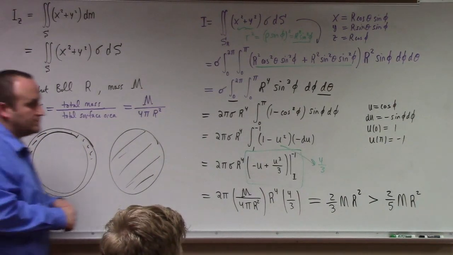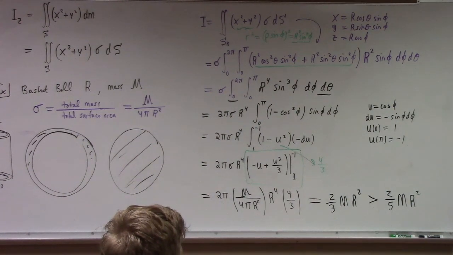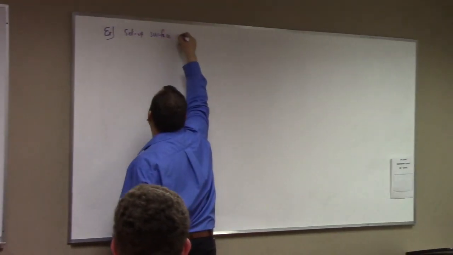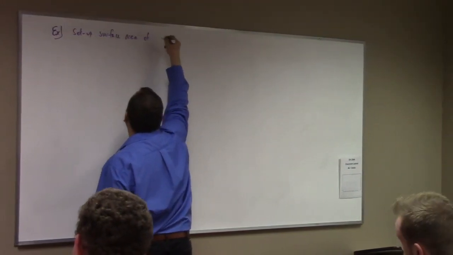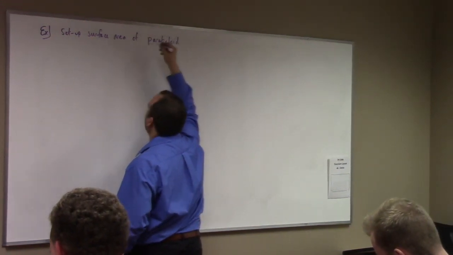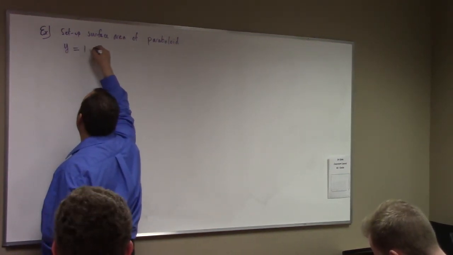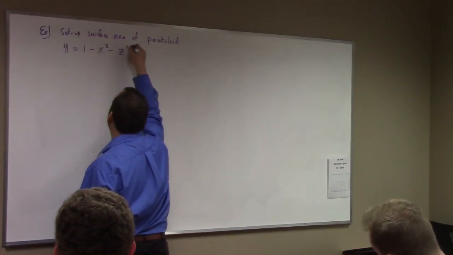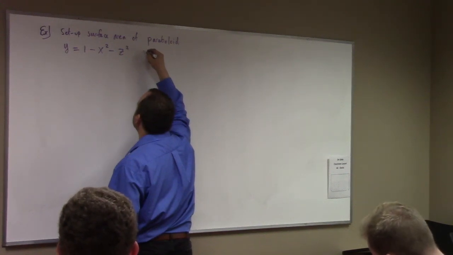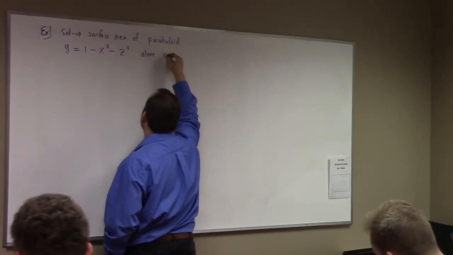Let's see here. Well, I'll do one more of these. Set up the surface area of a paraboloid. Let's look at the paraboloid y equals 1 minus x squared minus z squared, above the xz plane.